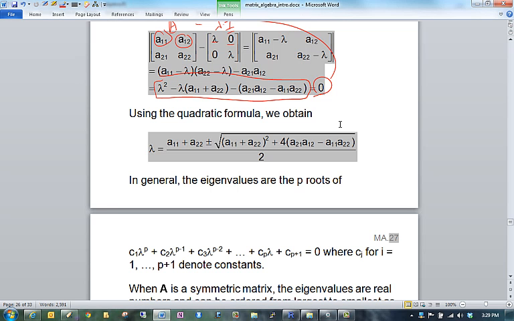A, of course, could be P by P in a very general sense. What ends up happening is, when you do all these calculations, you end up having to solve for the roots of a p-dimensional polynomial. And so you would have p different lambdas, in other words, p different eigenvalues.